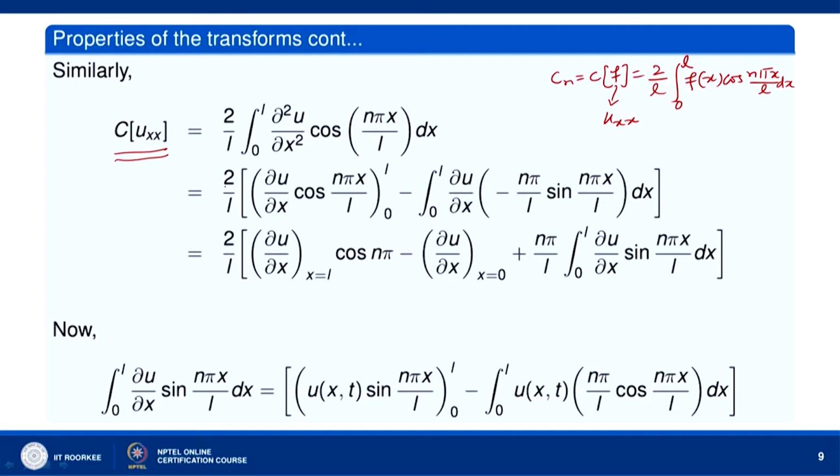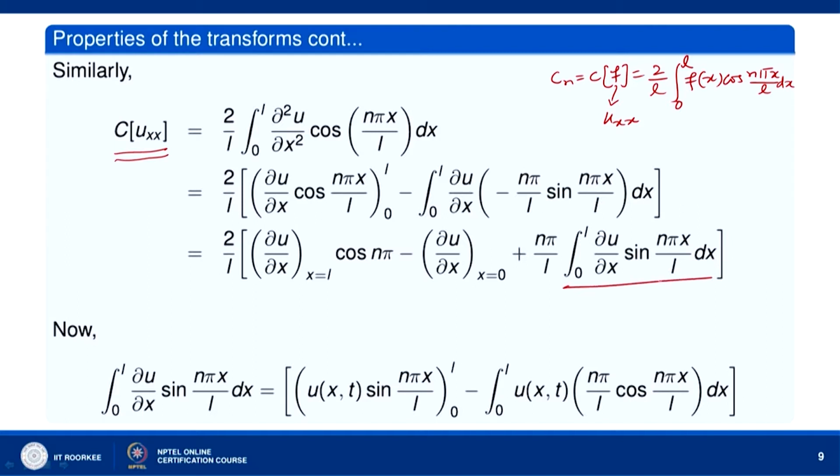Integration by parts gives us 2 over L u x cos n pi x over L from 0 to L, minus integral 0 to L of u x times the derivative of cos n pi x over L, which gives minus n pi over L sin n pi x over L dx. Then let us put the limits. So, 2 over L, u x at x equal to L into cos n pi minus u x at x equal to 0, cos 0 is 1, and then plus n pi over L integral 0 to L of u x sin n pi x over L dx.